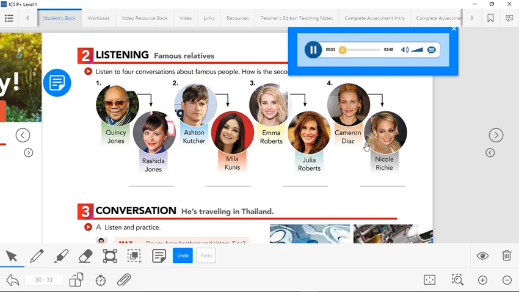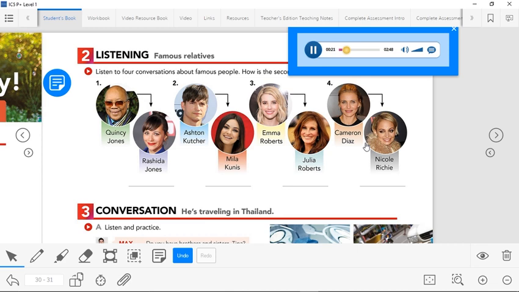Unit 5. What an interesting family. Page 31. Exercise 2. Listening. Famous relatives. Listen to four conversations about famous people. How is the second person related to the first person?